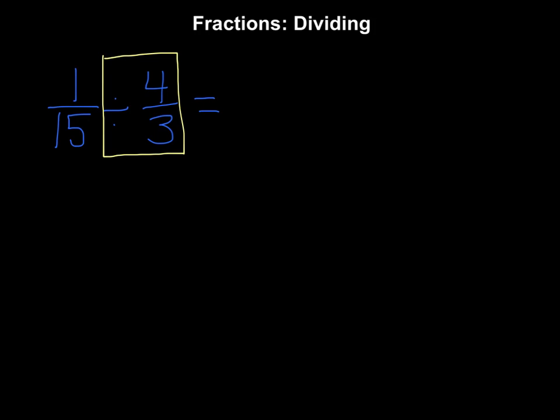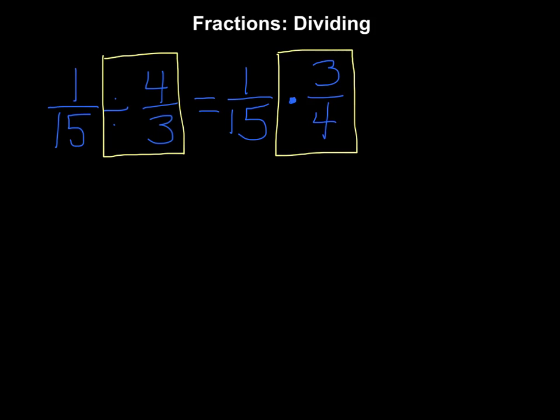So the first fraction, 1/15, will always stay the same. And then I'm going to replace divide by 4/3 with times the reciprocal of 4/3. In other words, just take 4/3 and flip it over. So 3/4. And now we're ready to multiply.